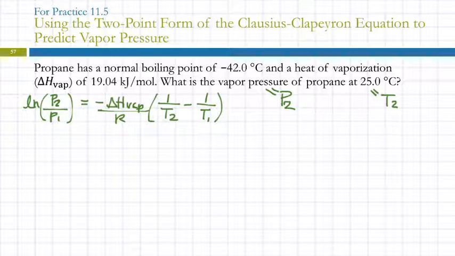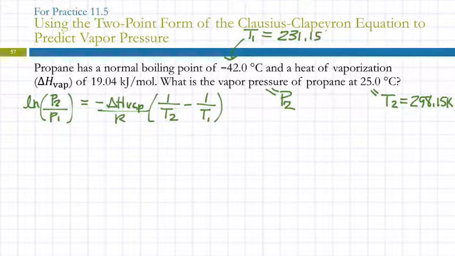Do we want to use Celsius? No, we want Kelvin. So let's convert that to Kelvin. That's 298.15 Kelvin. If that's T2, then this must be T1, right? So T1, convert that to Kelvin. I'm not going to do that one in my head. 273 minus 42, 231.15 Kelvin.